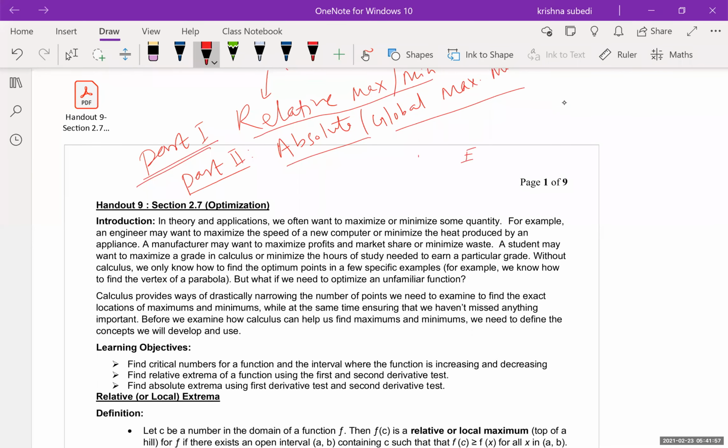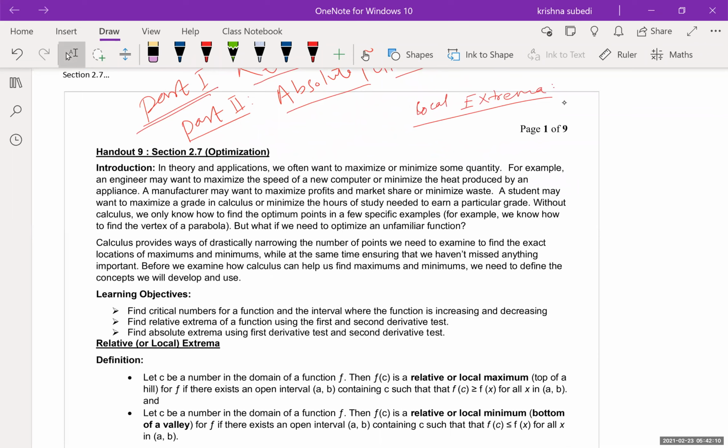Okay, or you can say local extrema. Extrema means it represents either minimum or maximum. Okay. So minimum and maximum, that's a very useful concept.